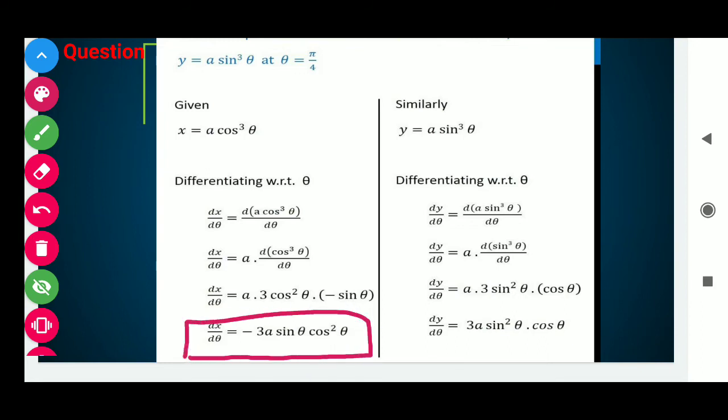Now students, we have to do the derivative of y with the same method. Dy over d theta is equal to, here a is constant and sin cube theta का derivative होता है 3 sin square theta, and derivative of sin theta is cos theta. In this way, we get dy over d theta is equal to 3a sin square theta cos theta.